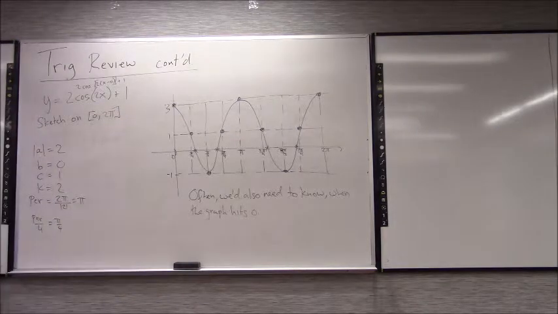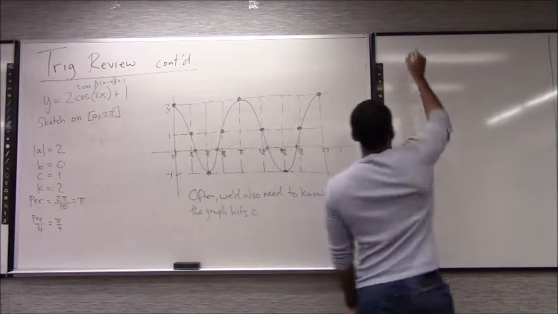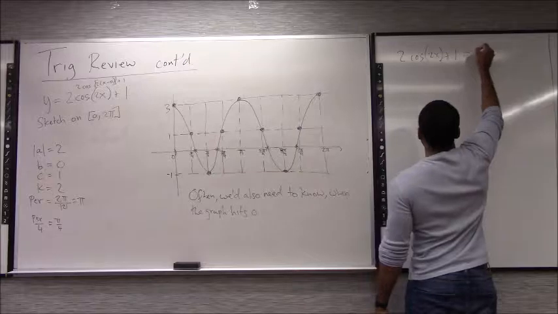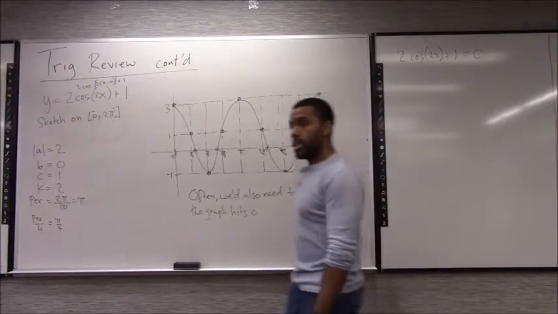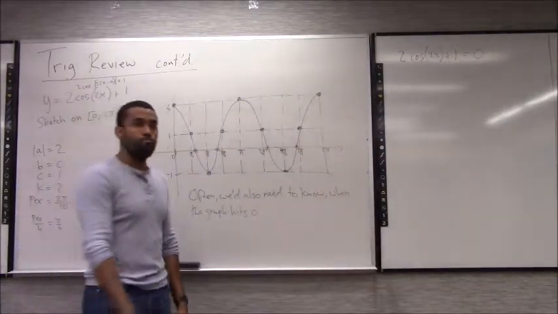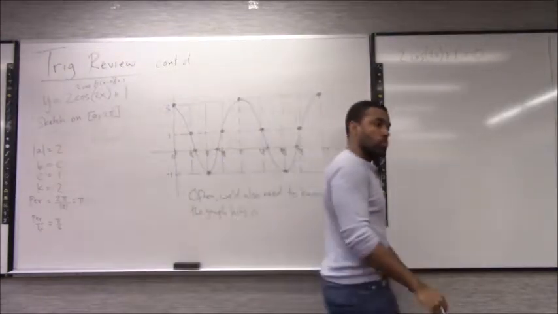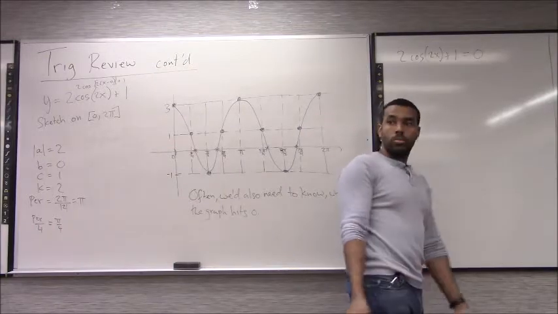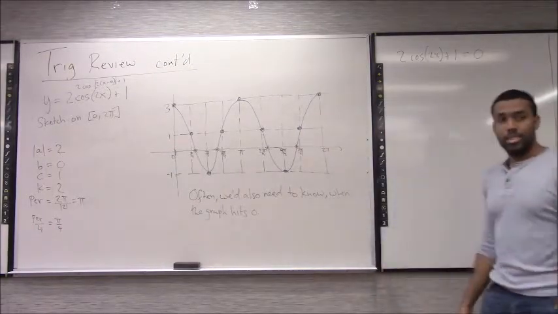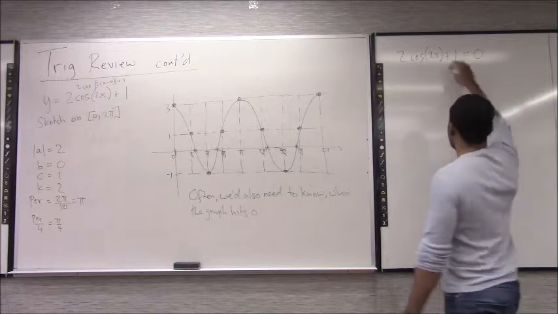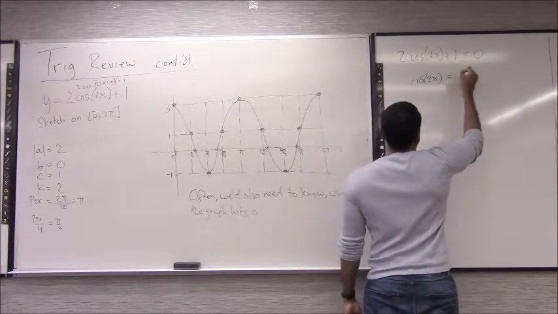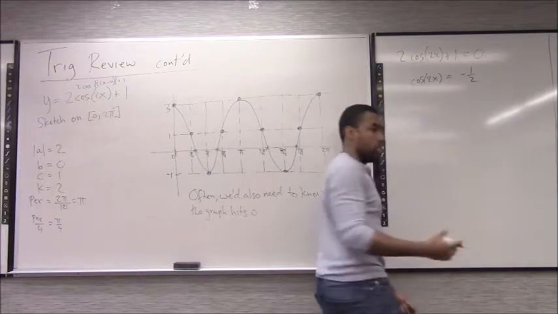So how do we do that? You set it equal to 0, of course. All right, so you have 2 cosine 2x plus 1 equals 0. How do you solve that? What are your x values? Subtract 1 on both sides, and divide by 2, so you get minus a half. How do you solve that?